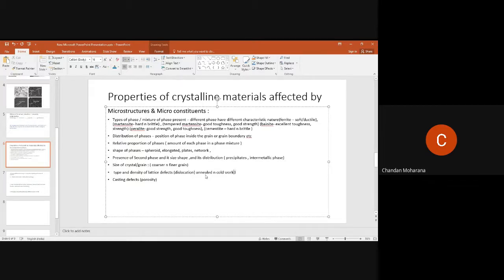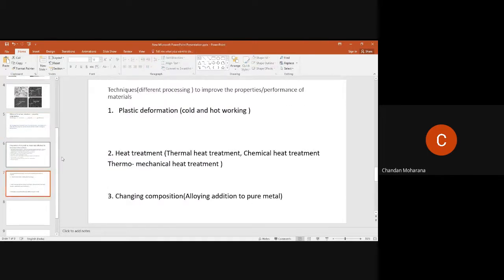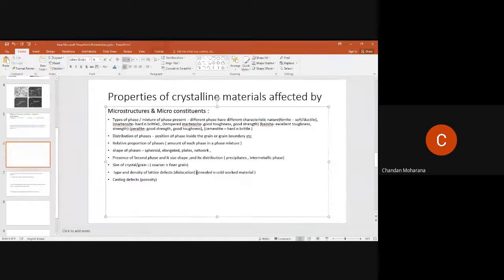Why? Because at low temperature, when we try to deform it, many dislocations get generated. Very good. Annealed material means it has undergone which process? The annealing process. Do you remember I taught you annealing in a very nice way? After cold working, we have to do annealing. What are the different stages of annealing? Recovery, recrystallization and grain growth. First recovery will take place, then recrystallization, then grain growth.